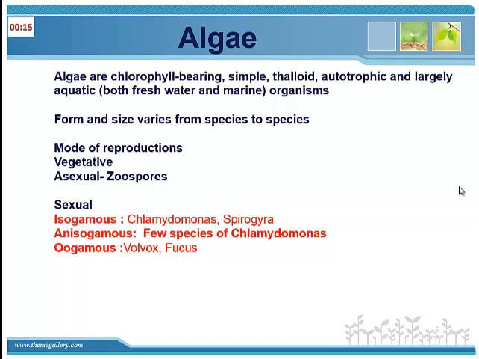Now we look at the modes of reproduction. First is the vegetative mode of reproduction. The simplest form, through breaking down of cells or fragmentation, is seen in algae. Asexual reproduction happens through specific spores called zoospores, and sexual reproduction takes place through the gametes of both male and female. Here we have three types based on the size of the gamete. Isogamous refers to gametes of similar size; examples are Chlamydomonas and Spirogyra. Anisogamous has unequal size of gametes, seen in a few species of Chlamydomonas. Oogamous, as in Volvox and Fucus, has dominance of the female gamete. Even humans are an example of oogamous, as the ovum is much larger than the sperm.